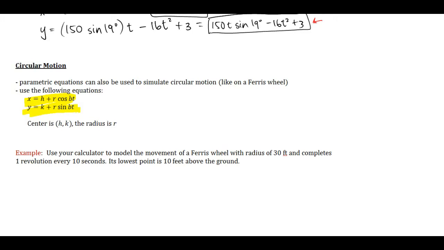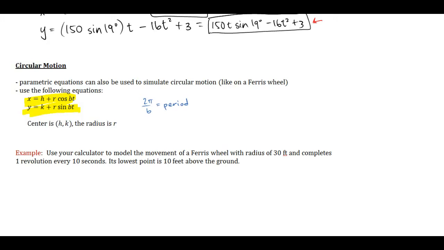Center is (h, k), the radius is r. B will have to be used with your period. You remember in the old days, and still to this day, 2 pi over B is your period. So you will have to find out what period it takes to repeat this cycle, and you'll figure out what B is, and you'll plug that in. What else would you have to know? I think that is it. Oh, so look at that. That's going to be in radians now, so that will be kind of important.